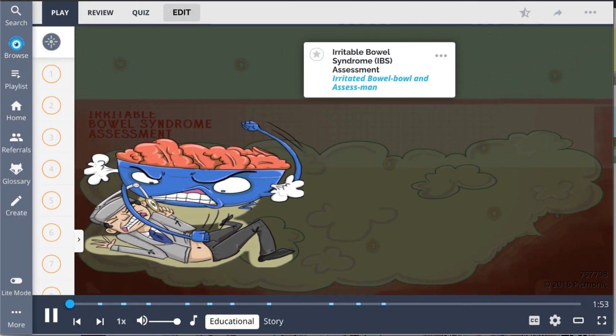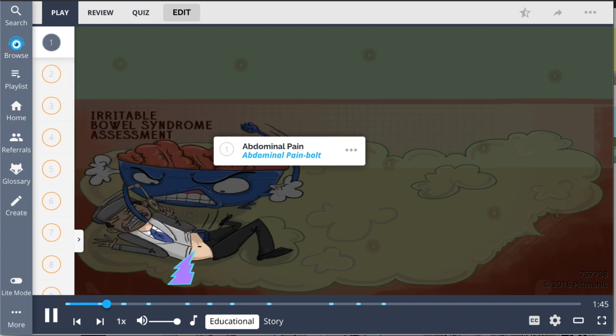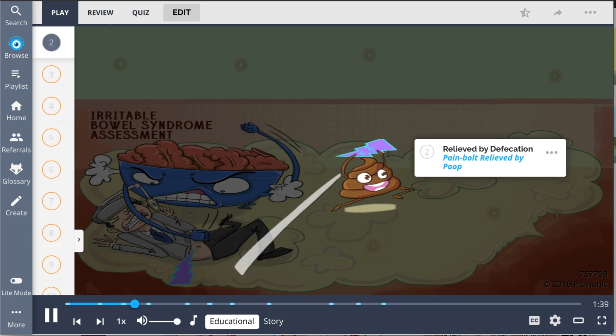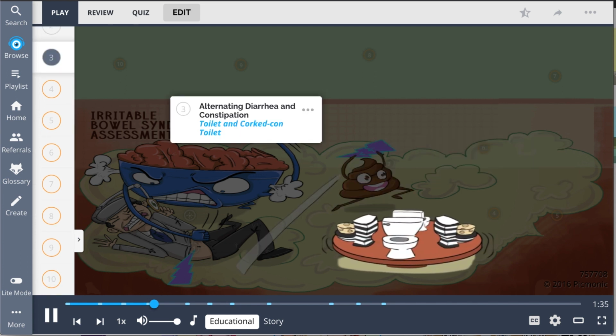You can think of irritable bowel syndrome or IBS assessment like a sadistic, irritated bowel bowl that beats and tortures the assessman. Patients with IBS experience abdominal pain, shown by the abdominal pain bolt. This pain is often relieved by defecation, shown by the pain bolt being relieved by the poop. Individuals with IBS may experience alternating bouts of diarrhea and constipation, shown by the alternating toilet and cork con toilet.